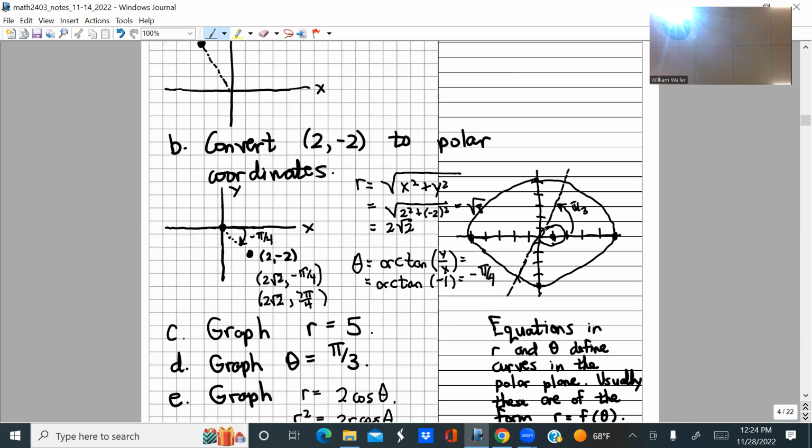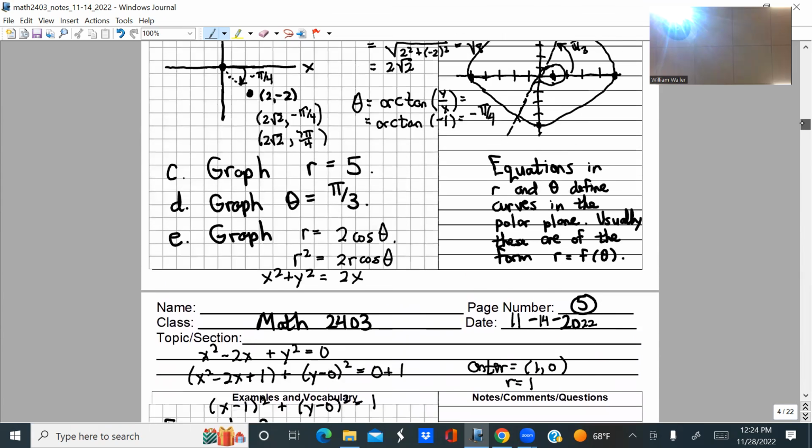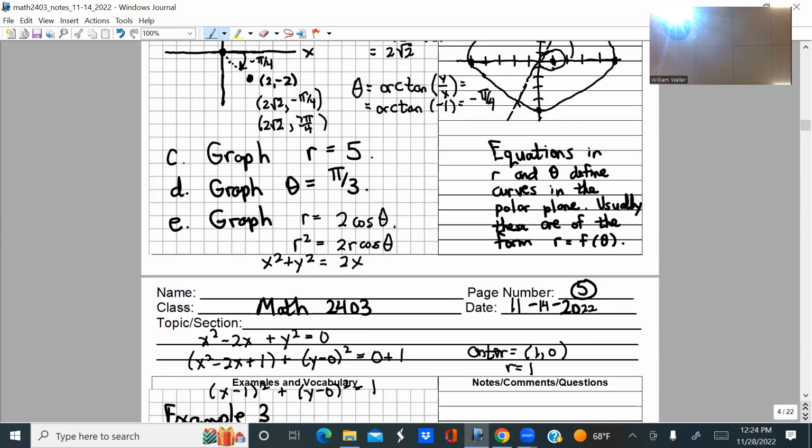Well, look, now there's another case where the polar coordinates are a little bit easier. That's not a very complicated equation in polar coordinates, but it's a little bit more complicated in rectangular coordinates. So the polar version of this circle is a little bit simpler equation than the rectangular version of that circle.